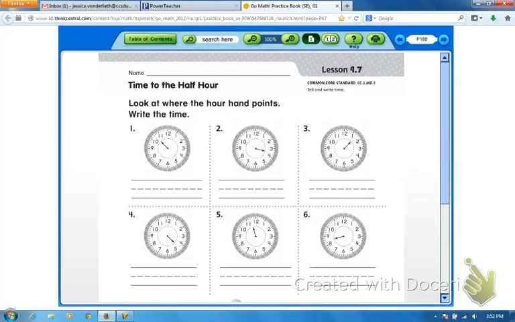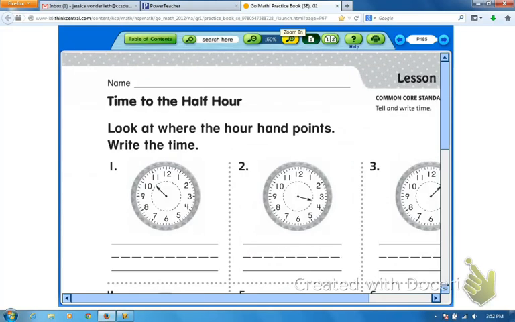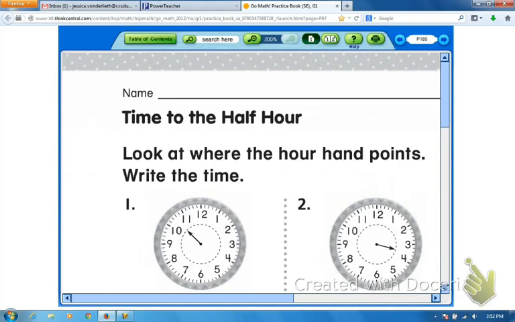So how we're trying to answer that question is to see that on a clock, we can notice that the hour hand is in between the 10 and the 11 on the first problem. So where it is in between, we would say that it is halfway. So it is 10:30, or we would write it as 10:30. And that's how they can write it on their paper.